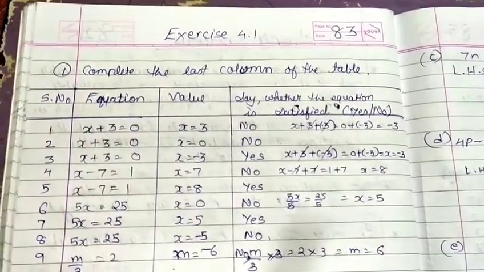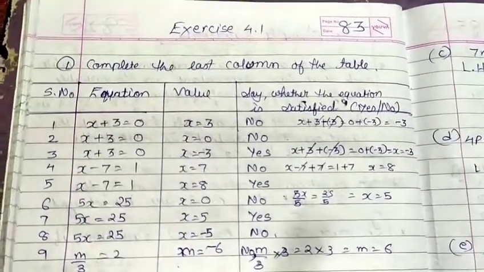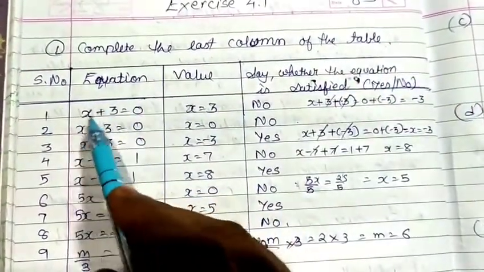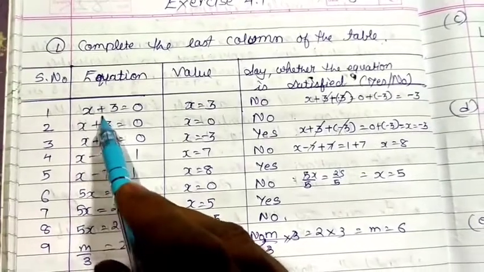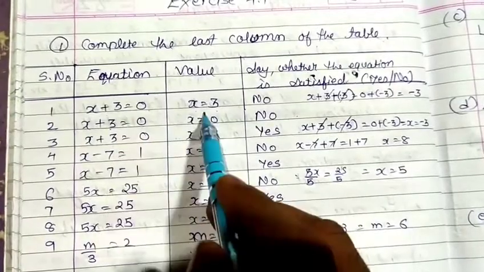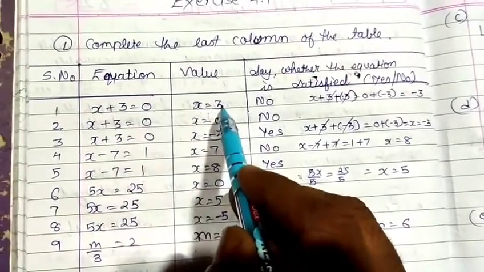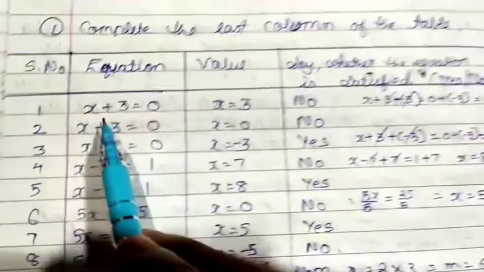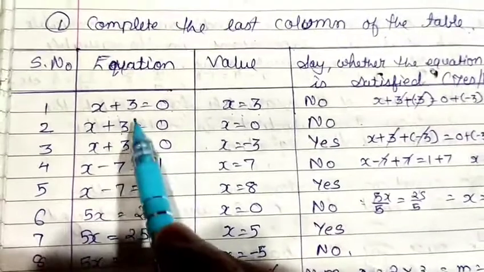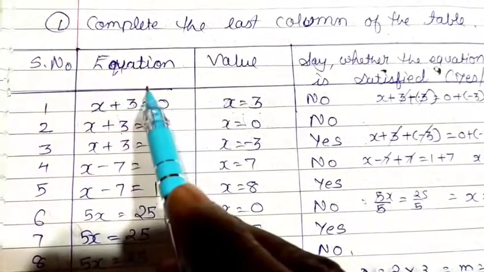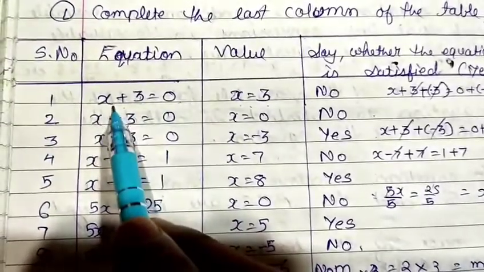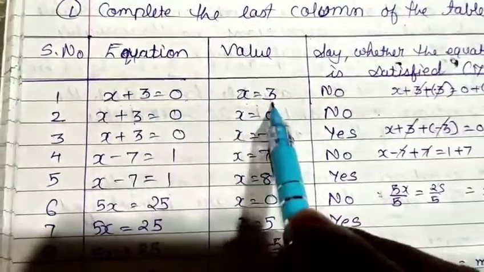Now let us begin our first exercise, 4.1. Complete the last column of the table. Here an equation is given, x plus 3 equals 0, and the value of x is also given, and we have to find whether it is correct or not. Now, dear student, x plus 3 equals 0 is given. It is incorrect, because while transposing, if you transpose this value toward your right hand side, the positive value will become negative. That means the value of x will become negative 3. But here positive 3 is given.